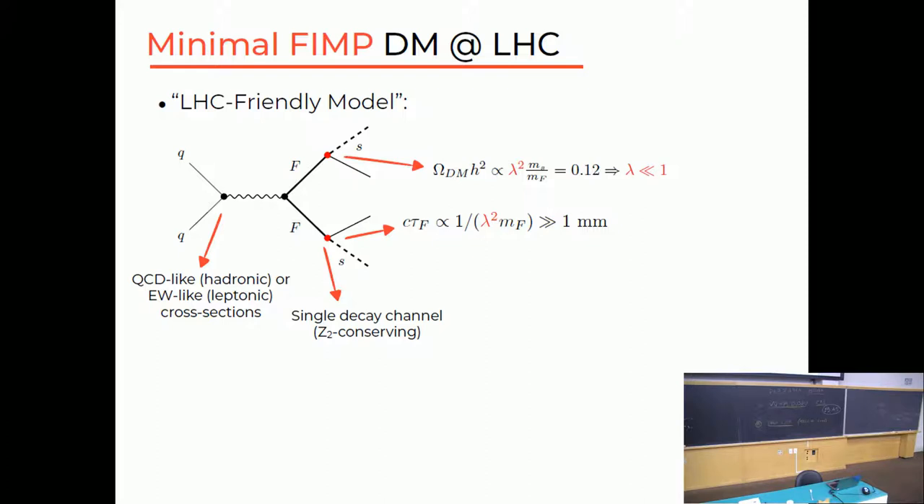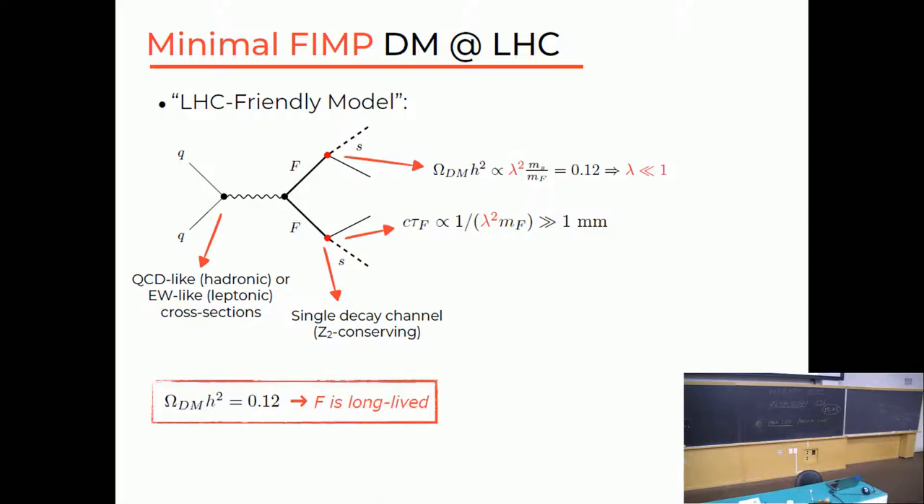But also, this same lambda controls the lifetime of F, of this mediator. So the lifetime of F goes as 1 over lambda squared times MF. If lambda is super small, this lifetime is large. So the main conclusion here is that to get the right relic abundance, this mediator has to be long-lived. This is the core point of this discussion.